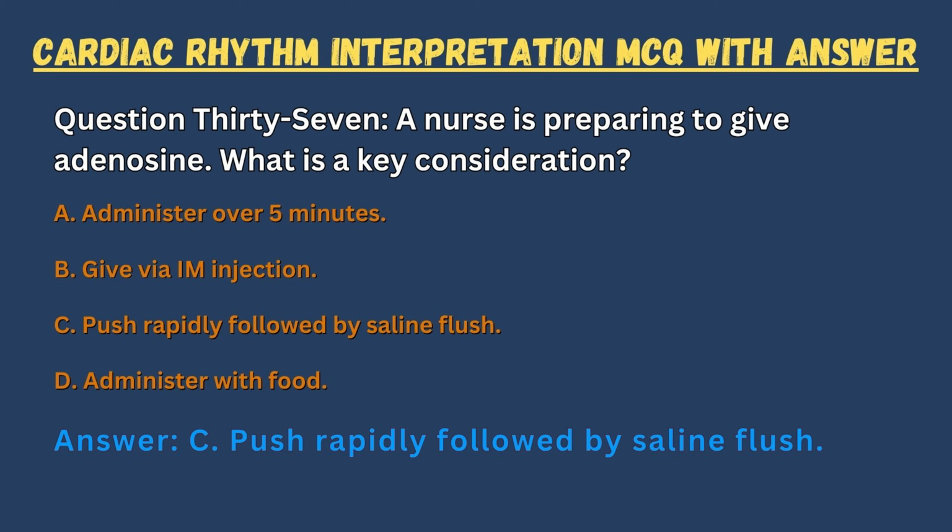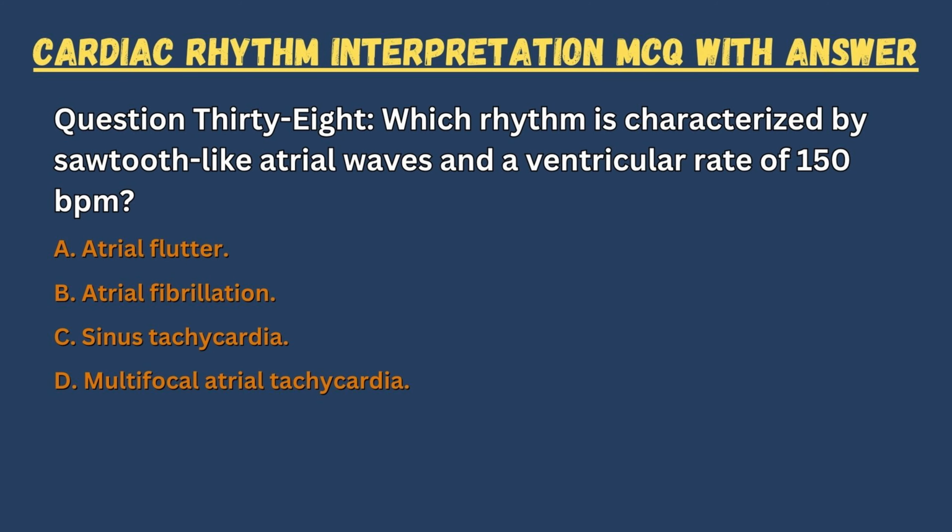Answer: C. Push rapidly followed by saline flush. Question 38. Which rhythm is characterized by sawtooth-like atrial waves and a ventricular rate of 150 BPM? A. Atrial flutter. B. Atrial fibrillation. C. Sinus tachycardia. D. Multifocal atrial tachycardia.